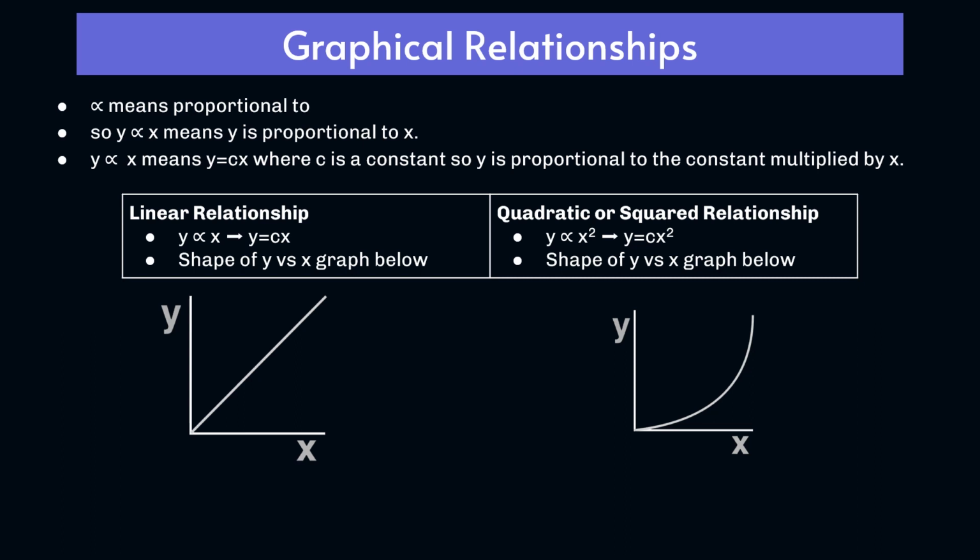The other one here, we have quadratic or a squared relationship. This shows that y is proportional to x squared. The equation is going to look as y equals cx squared. So you're going to have some physical quantity equal to a constant times whatever else is going to be changing. The shape of this graph is going to be a curve going upwards.